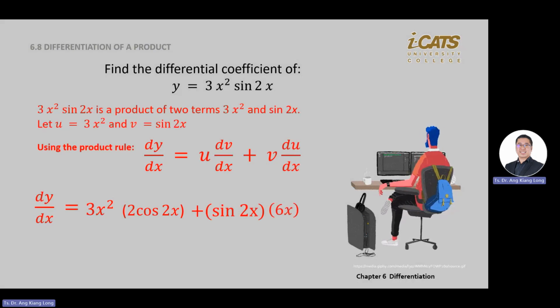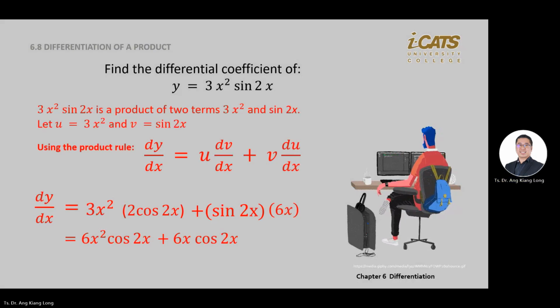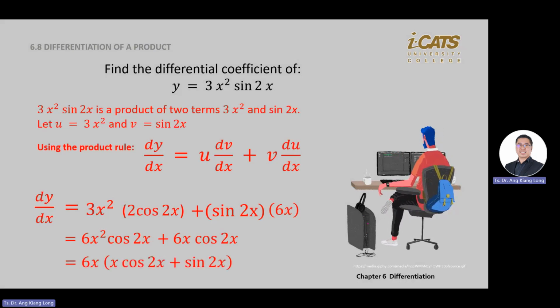Okay, we'll see this form: u dv/dx plus v du/dx. Then you simplify. Sometimes you can factor, sometimes you cannot. So the first term will be 6x something, the second will be 6x. You see the common factor, you can pull it out and put the rest in brackets. Put your answer in the simplest form, which means you need to factor it out.